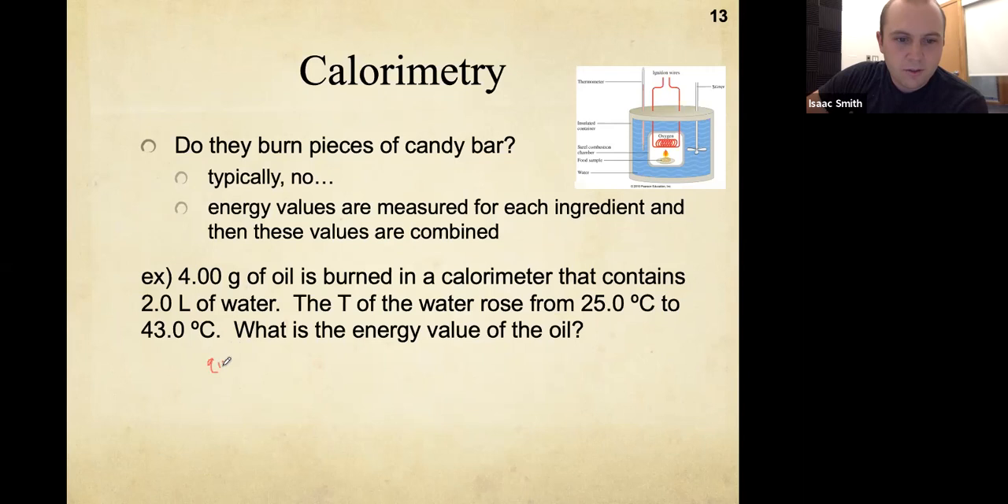So the Q for the water, H2O, is going to equal the mass of the water, which we need to find out. We need the specific heat of water, which is 1.0 calories per gram degree Celsius. And then we need the delta T, which is going to be the final temperature, 43.0 degrees Celsius, minus the initial temperature, which is 25.0 degrees Celsius.